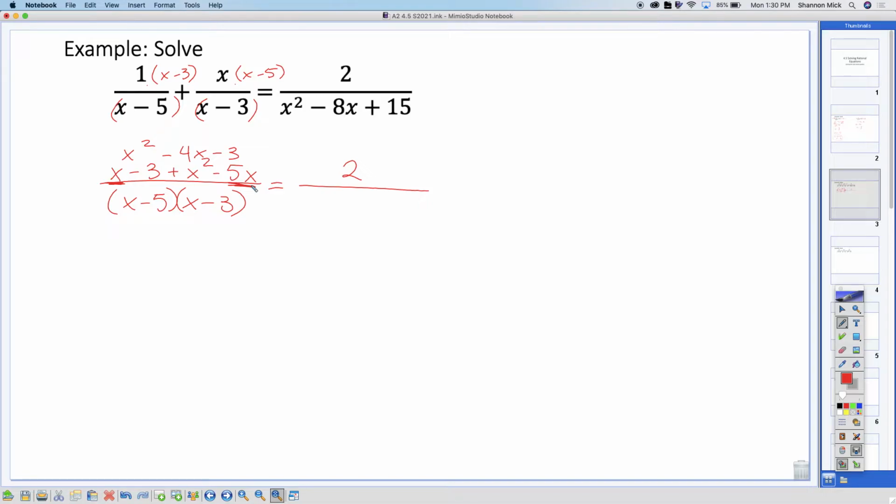But I probably should factor the denominator over here, shouldn't I? Yeah. So factors of 15 that add to 8, can I do that? Yes, you can do that. So negative 5 and negative 3. What do you notice? They're the same on both sides, right?